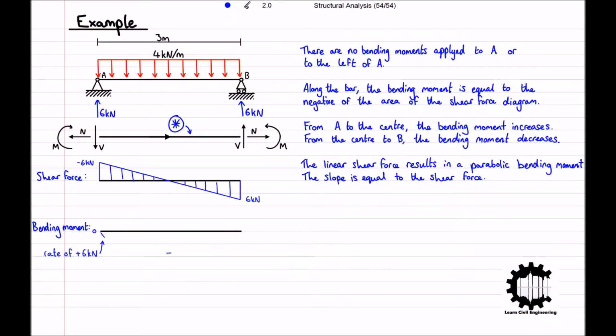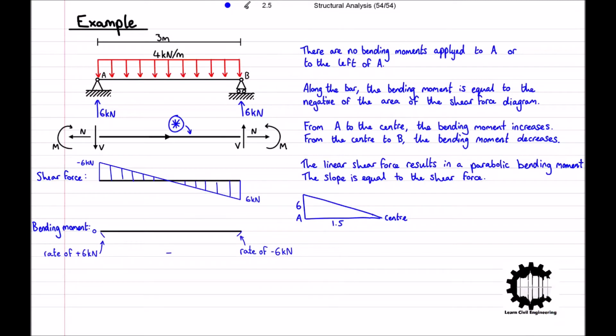At the centre of the bar, the bending moment will be horizontal as the shear force is equal to 0, and then at point B, the slope of the bending moment will be decreasing at a rate of 6 kilonewtons. As the shear force is linear across the bar, the area below the shear force diagram can be easily calculated using the formula for the area of a triangle.